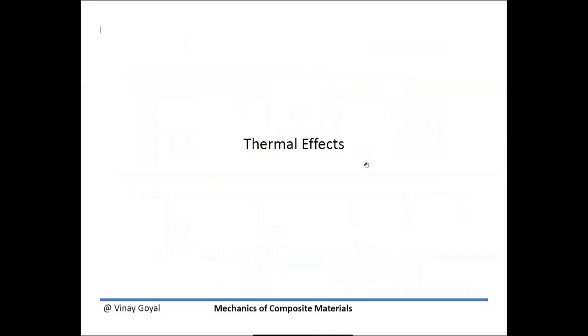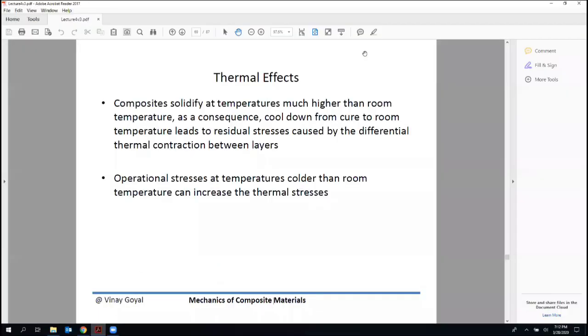So let's discuss a little thermal effects next. So how to account for thermal effects? Composites generally solidify at a temperature much higher than room temperature. So when you cool down from cure, the point at which the structure solidifies, to room temperature, it will lead to residual stresses caused by the differential thermal contraction between the layers. The operational stresses at temperature colder than room temperature can increase the thermal stresses. So it's important to understand that if you have cooler temperatures even, then the thermal stresses will increase.